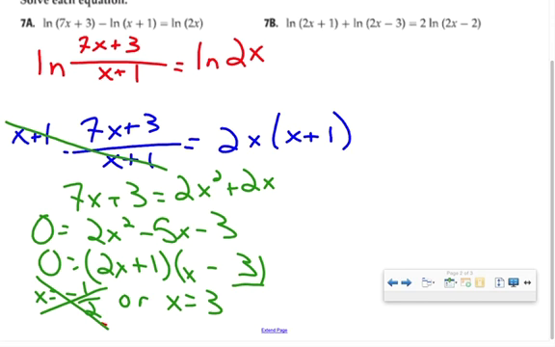If I plug in the 3, nothing wild and crazy is happening. I'm not dividing by 0. I'm not taking the natural log of a negative number. So x equals 3. You might want to pause the video for a moment so that you copy everything down before I erase in order to do part B.